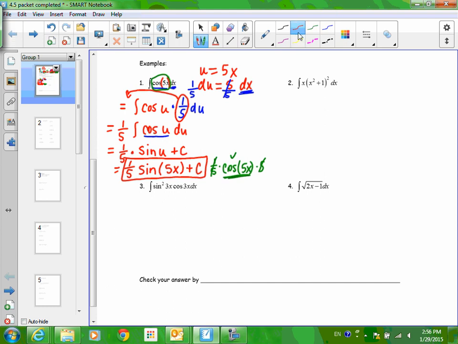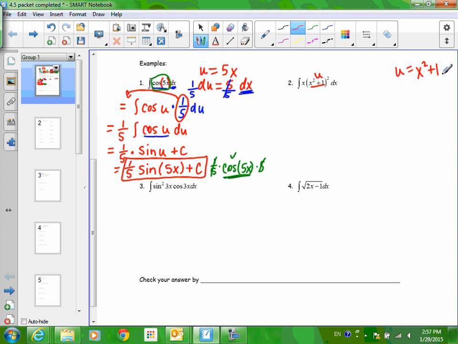So looking at the next problem and thinking about what I said, anybody think they know what u should equal? X squared plus 1. Yeah, why'd you pick that? It's inside the parentheses. So parentheses are your friend. There are some problems that are going to be a little bit harder, but when you see parentheses, almost every single time, that's what your u should equal.